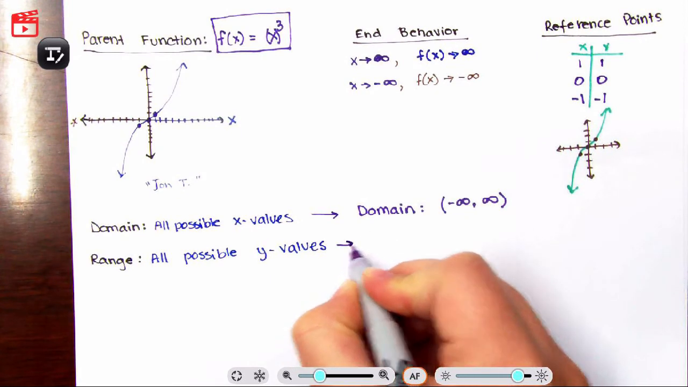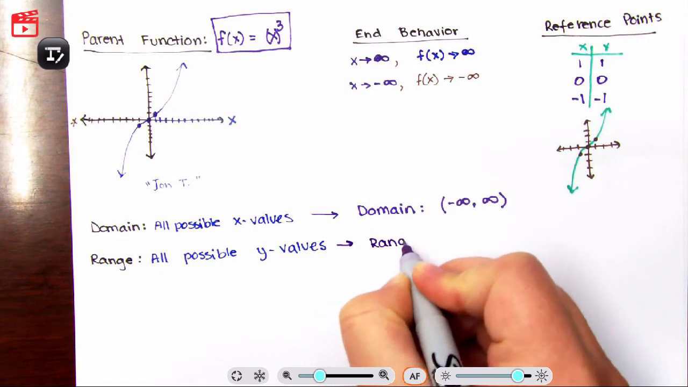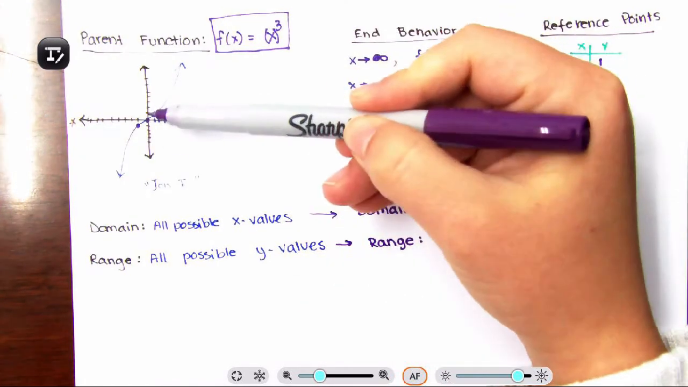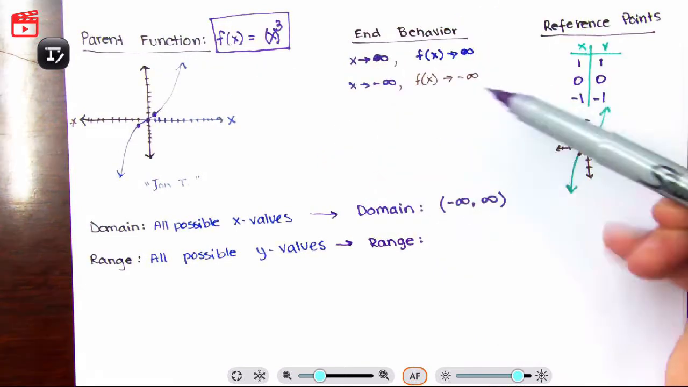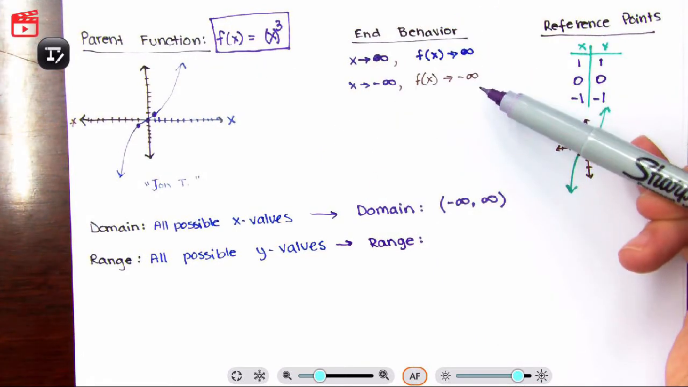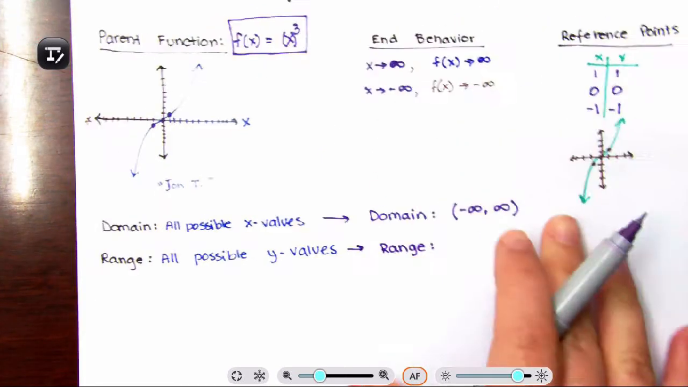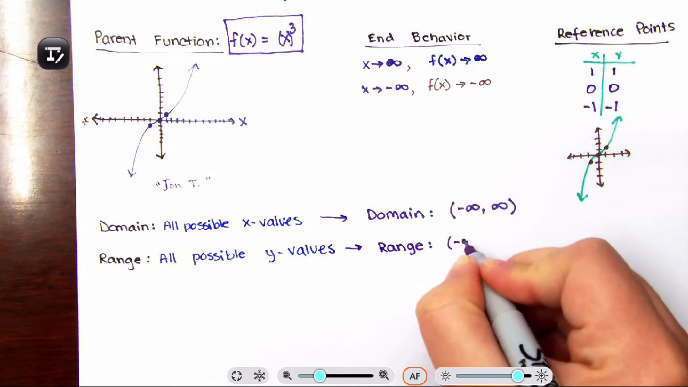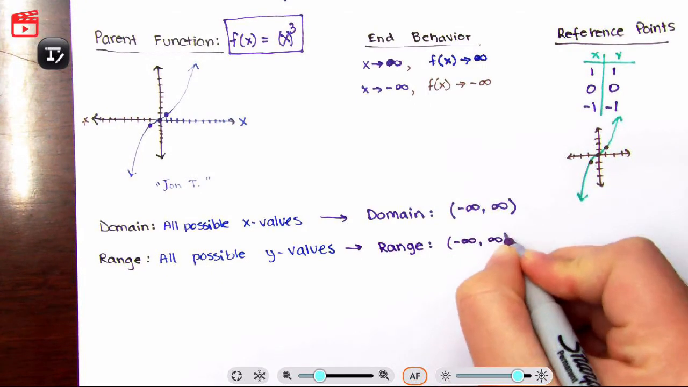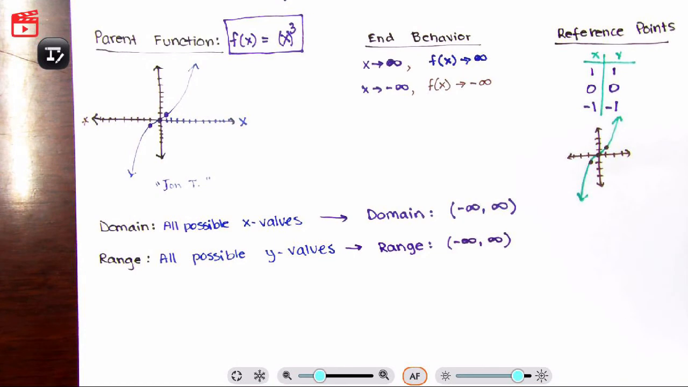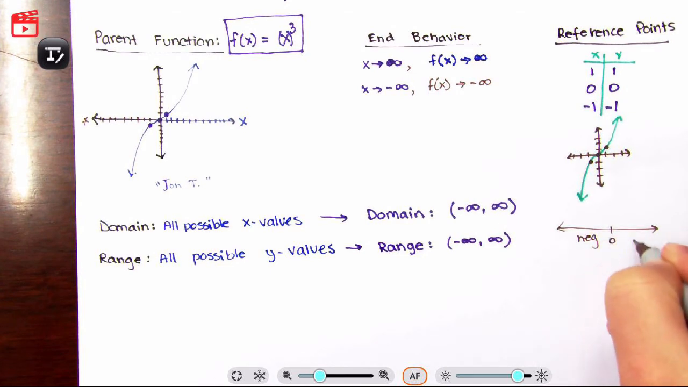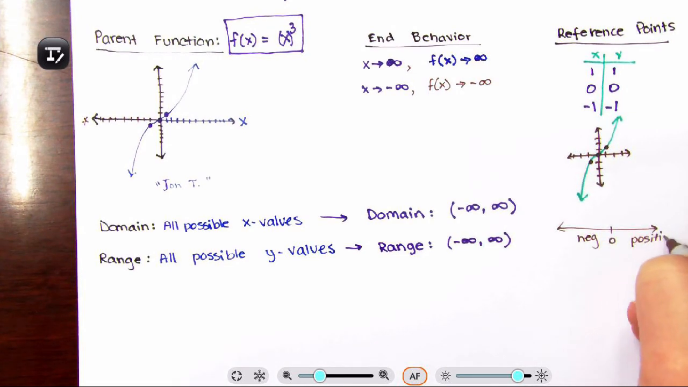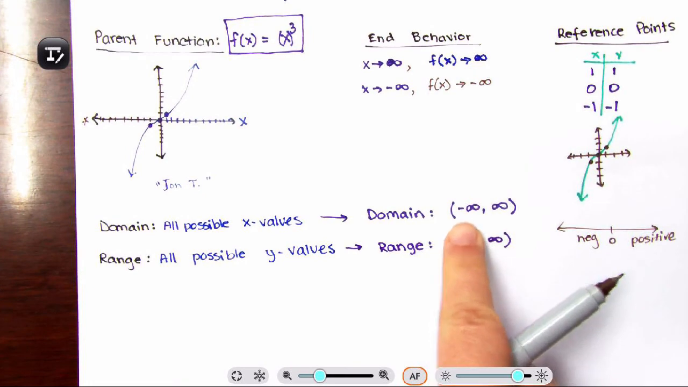And then range are all of our y values. So what can y be? Is there anything that y cannot be? In this case, no. Y can go all the way up to infinity, like we said here, and y can go all the way down to negative infinity. So range, we can do from negative infinity to positive infinity. Now, you have to write this just like you would on a number line: your negatives first, and then your positives. So your negative infinity has to come first and then your second.